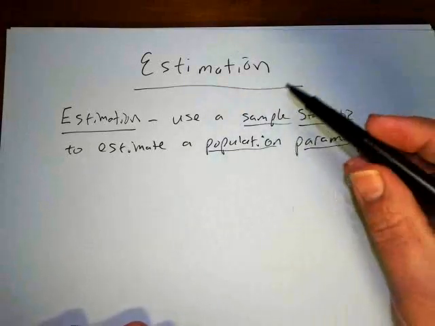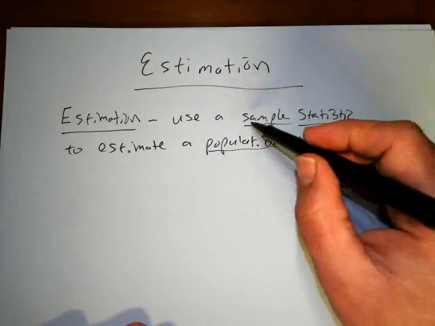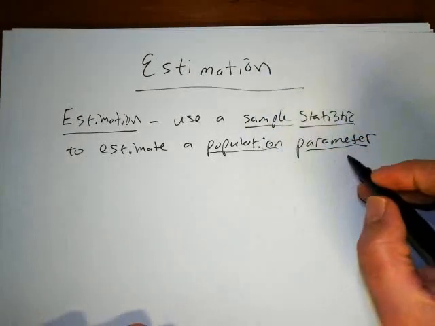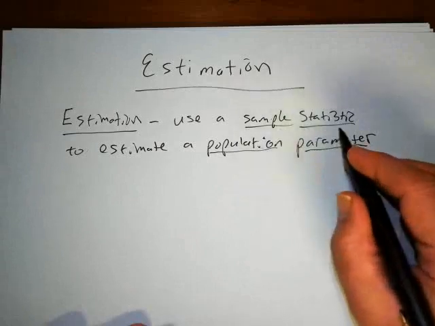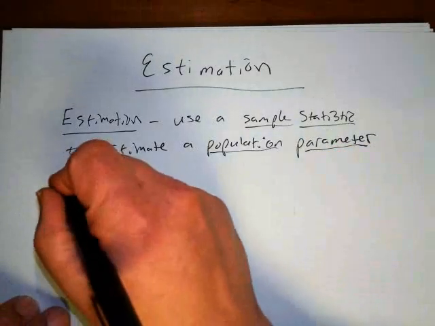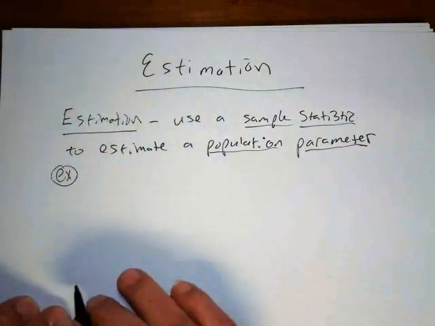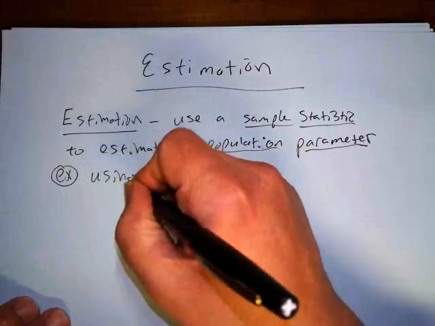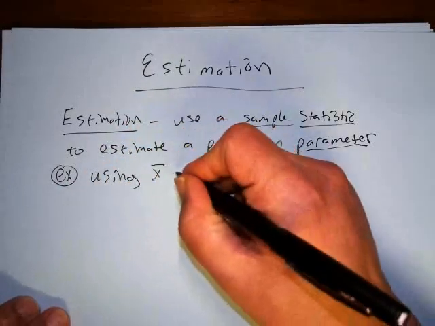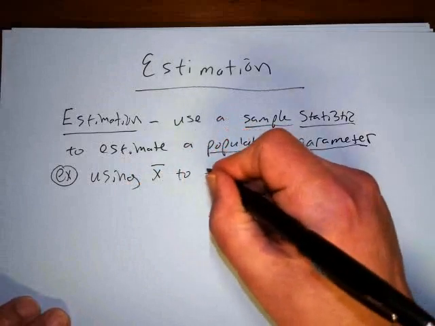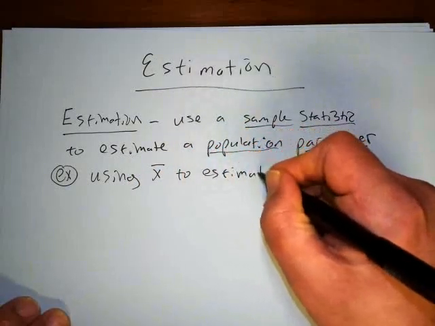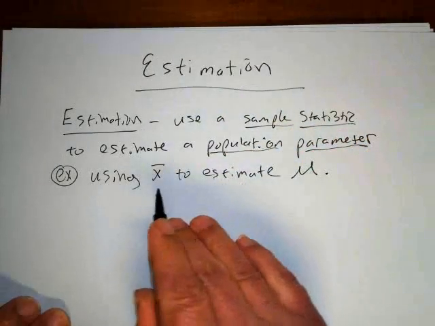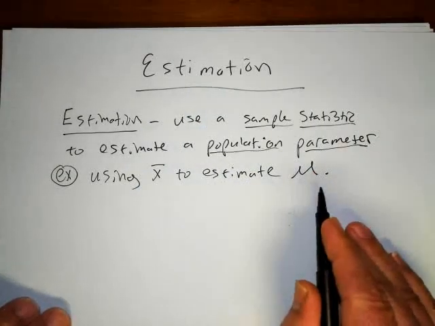And then when you take a sample out of the population and you calculate the mean for the sample, that would be the corresponding sample statistic. So we're going to be using a sample statistic to estimate the population parameter. The particular example we're going to be looking at is using X bar, which is the sample mean, to estimate mu. So we're going to use a sample mean to estimate the mean of the population.